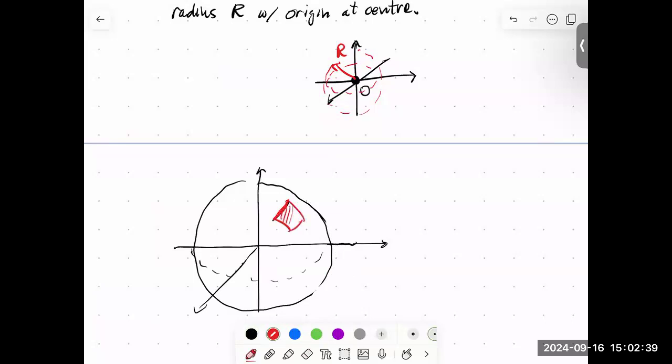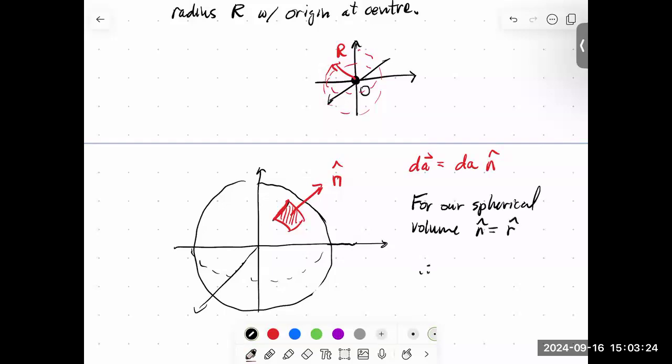So this is a patch of area, and for closed volumes, the dA is here. I'll put this. So we'll write dA vector is dA, the size of the area, and then has a direction that's normal to that area, and so it's this n hat. For a sphere centered on the origin, this n hat will always be in the radial direction. So for our spherical volume, n hat is equal to r hat, and so therefore our dA is going to be dA r hat.